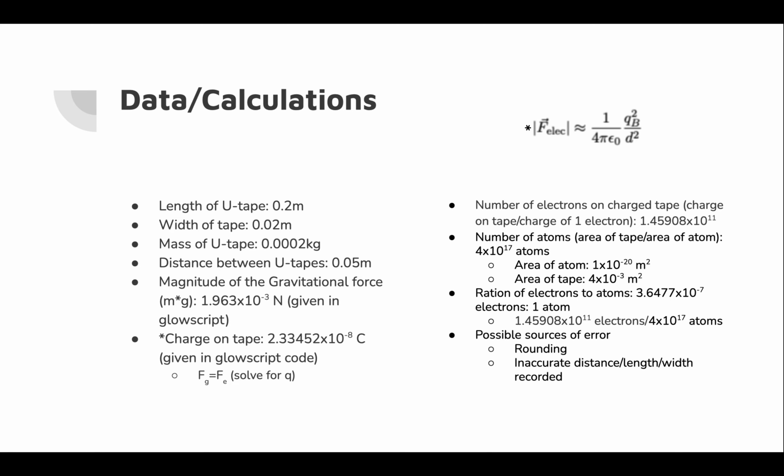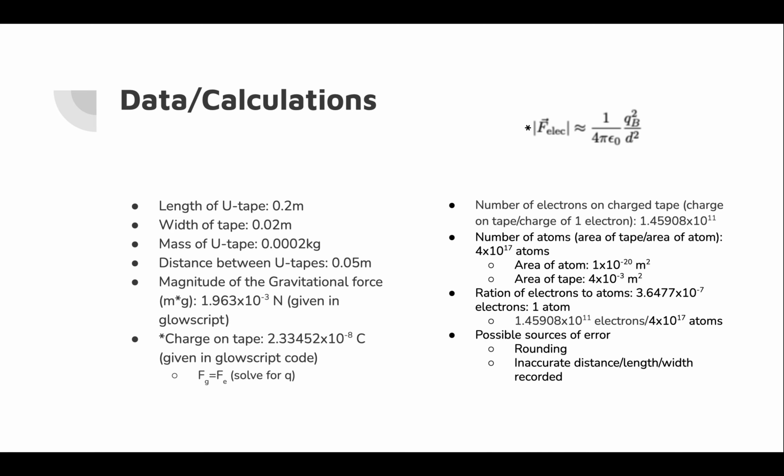The charge on the tape, which is derived by solving for Q when the force of gravity is equal to the electric force, was 2.33452 times 10 to the negative 8 coulombs. The number of electrons on the charged tape was derived from the charge on the tape divided by the charge of one electron. The number of atoms was derived from the area of the tape divided by the area of an atom. And the ratio of electrons to atoms was derived by dividing the number of electrons on the charged tape by the number of atoms on the charged tape.